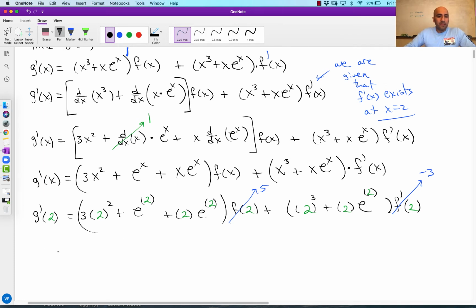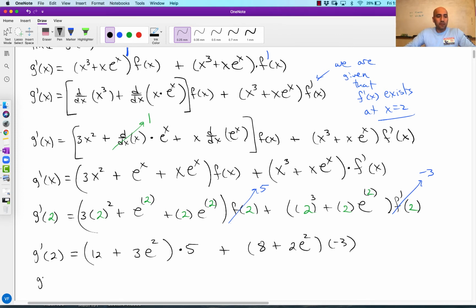So simplifying this a little bit, we get g prime of 2 is going to be equal to 3 times 4, that's 12, plus e squared plus 2e squared. Together they give me 3e squared. And all of that gets multiplied by 5, plus, and now this becomes 8 plus 2e squared. And all of that gets multiplied by negative 3.